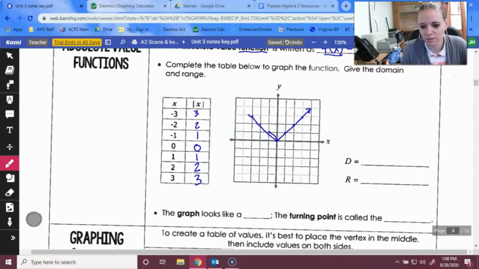I went a little bit off. Sorry about that. I wonder if I can erase that. Oh, yes.